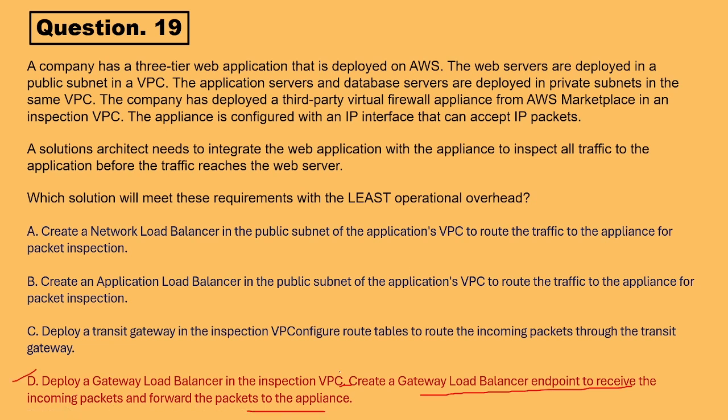And one more reason for option D to be correct is that the gateway load balancer is a global service and it can be deployed in any VPC. This means that the gateway load balancer can reach the appliance. Additionally, the gateway load balancer can be configured to forward the packets to the appliance for packet inspection. And in ChatGPT, you will get the answer as option B, but that is not correct. Option D is correct over here.